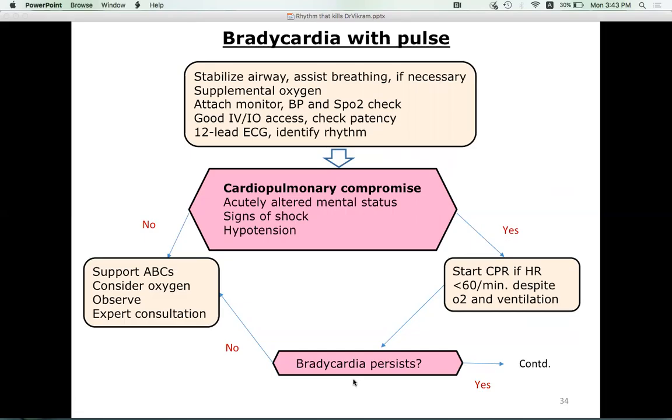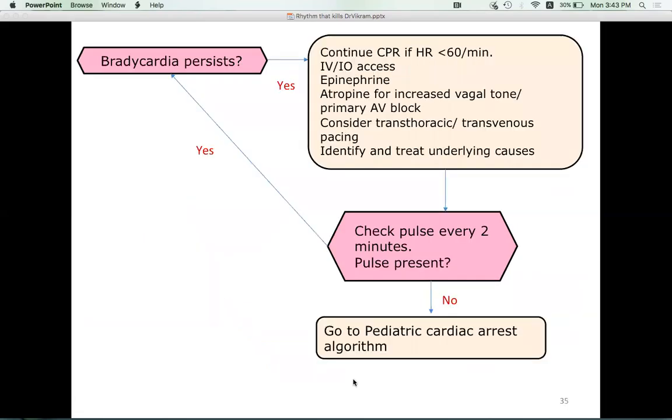If the bradycardia still persists, then you continue with CPR if the heart rate remains below 60 beats per minute. If it continues to stay below 60 beats per minute despite CPR, then you have to go on to your drugs like epinephrine or atropine. You have to look for correctable causes like the H's and T's, like we discussed previously. You have to keep on checking the pulse every 2 minutes. If the pulse is present and bradycardia persists, you continue with your CPR and drugs. If the pulse is not present, then you have to go to the pediatric cardiac arrest algorithm.